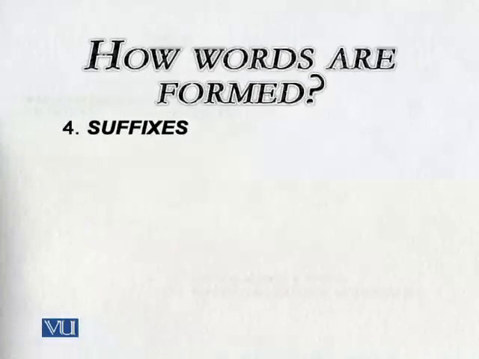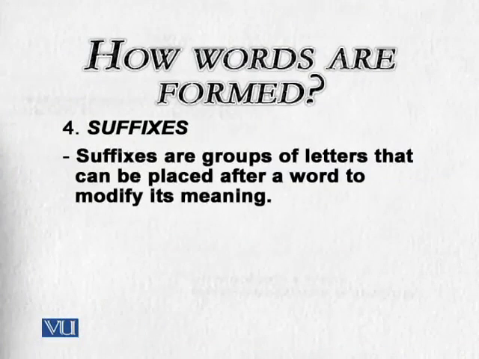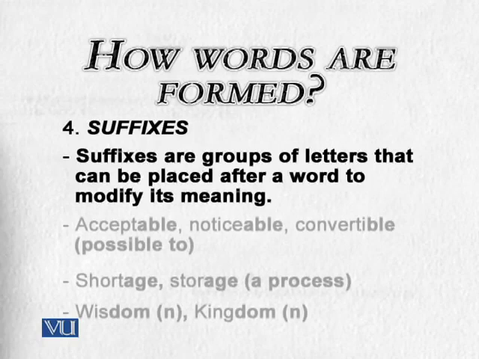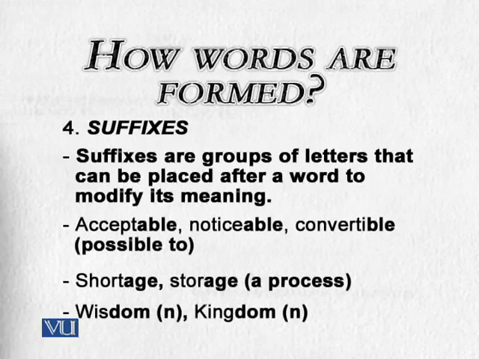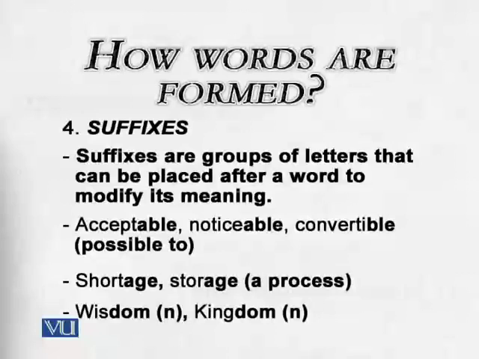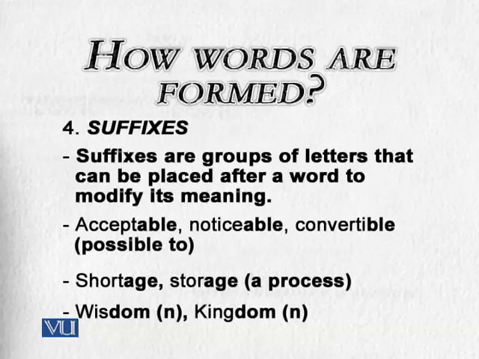Next comes suffixes. I already explained, suffixes are groups of alphabets which we put at the end of words and we create new words. Some examples I have jotted down on your screen. You can take a look. Like the first word, except. Except is a root word, and I added able at the end of the word, so it became acceptable. Another word is notice, from notice to noticeable. And another example is from convert to convertible.